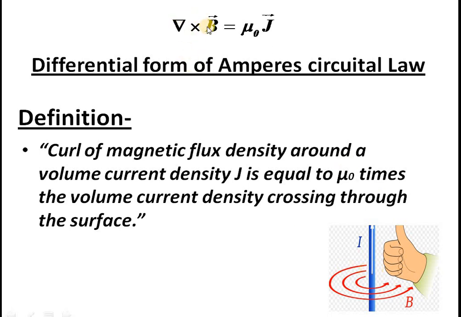So curl B will give you mu 0 J. In other words, whenever there is a J along any space, because it is a space charge, volume charge, that J will be accompanied by a curling B. When there is a current, there is a corresponding curling magnetic field. This gives you the real physics of a current carrying coil: a J creates a curling magnetic field. That is the meaning of this equation, and this is called the differential form of Ampere's law.